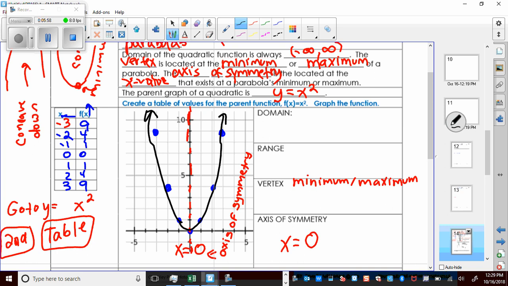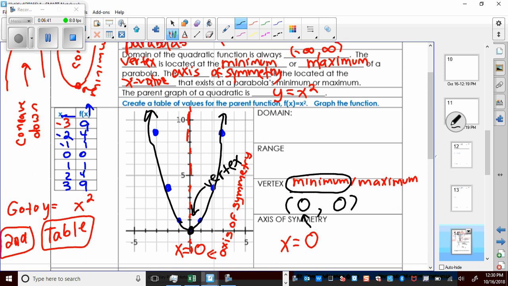Now, does this curve have a maximum or a minimum? It's a minimum. It's right here. You draw a little arrow. Make sure you point that out. This is your vertex. This vertex is a minimum. Now, the coordinates of this vertex are (0, 0). Your axis of symmetry is directly related to the x value in the vertex.